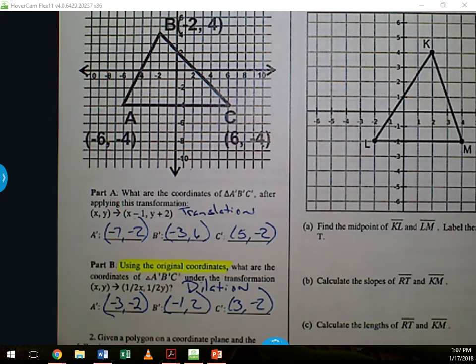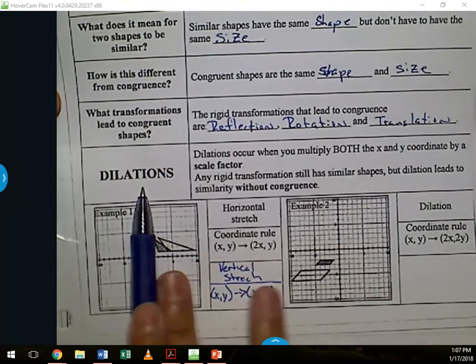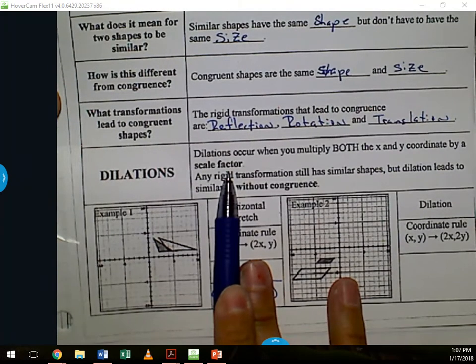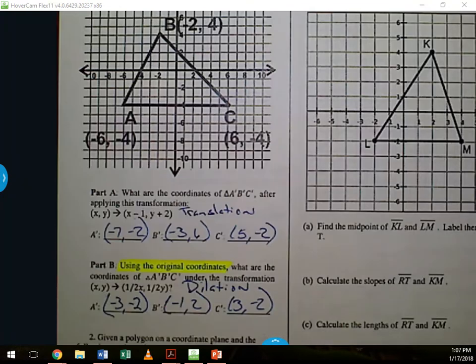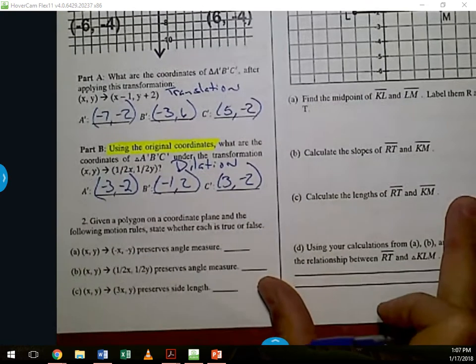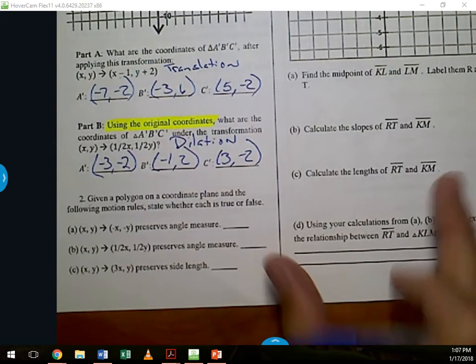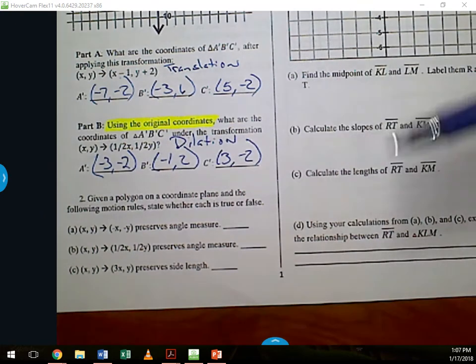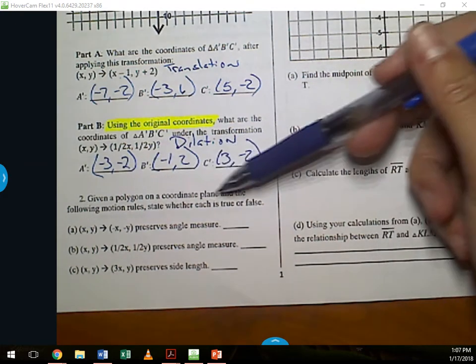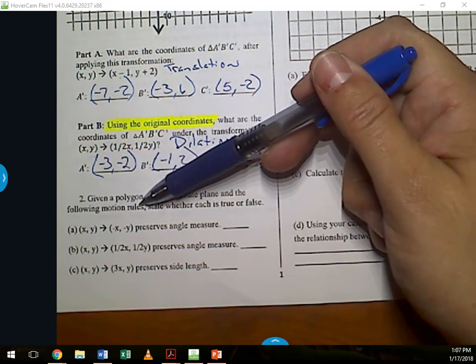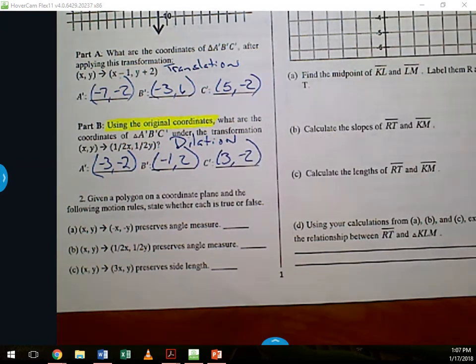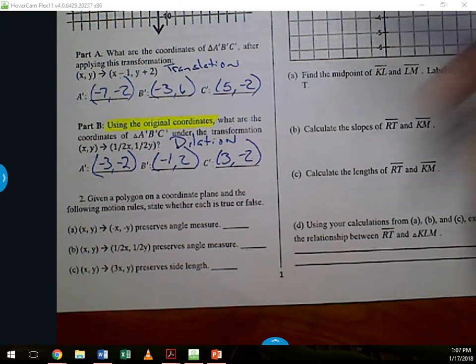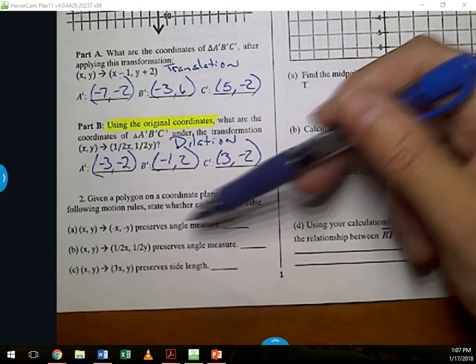Okay, so it's actually on the bottom of my notes for the same thing. So I have my dilation here. There's my scale factor there, right? Okay. Now, for question 2 right here, it says, given a polygon, so any polygon, on a coordinate plane, and the following motion rules, state whether each is true or false. Okay, we're going to state which is either true or false.